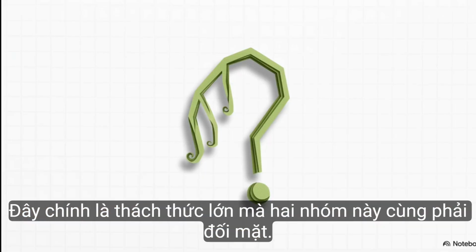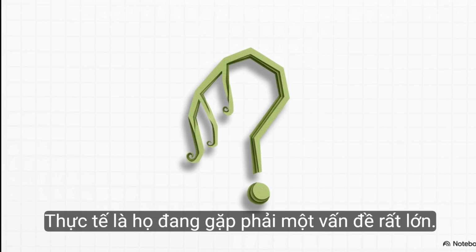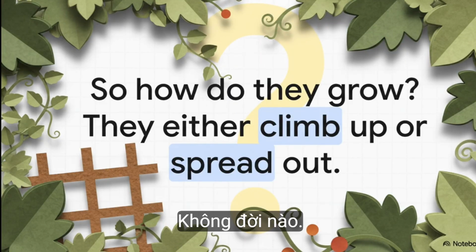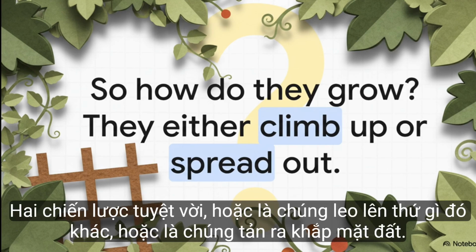See, this is the big challenge that these two groups share. They both have really weak stems. Without a strong trunk or a solid base, they've got a huge problem. How do you get sunlight? How do you spread out and actually live? So do they just give up? No way. This is where nature gets super creative. Instead of putting all their energy into building a strong stem, they go for one of 2 brilliant strategies. They either climb up something else, or they just spread out all over the ground.